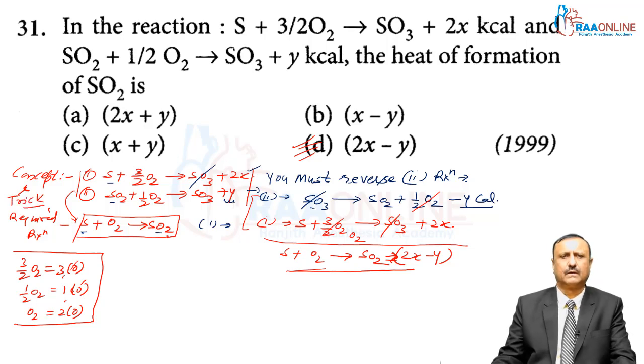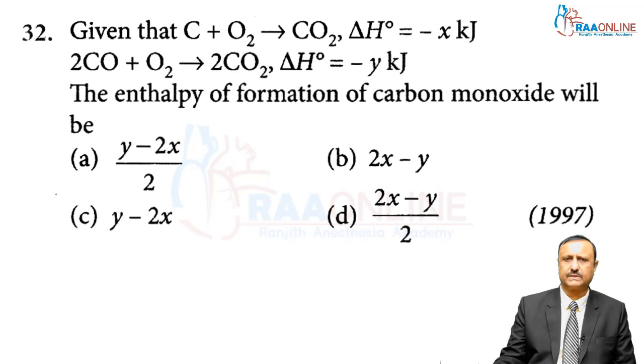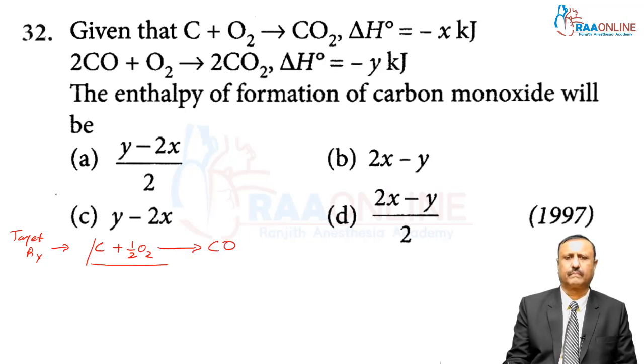Now, we can go to question number 32. Here given that C plus O2 gives CO2, delta H is minus X; twice CO plus O2 gives twice CO2, delta H is minus Y. The enthalpy of formation of carbon monoxide will be... First of all, make the target reaction. What is the target reaction, my dear students? Formation of carbon monoxide: carbon plus half O2 to give carbon monoxide. This is our target reaction.